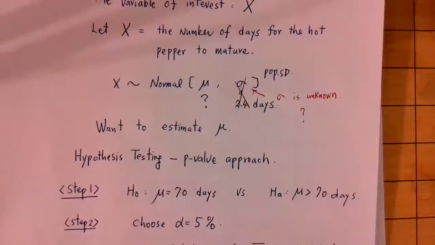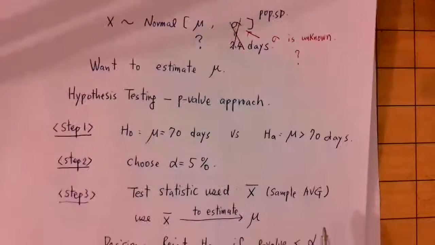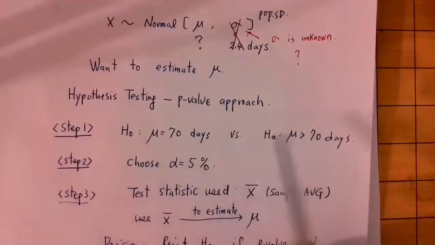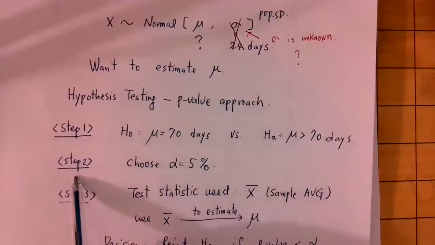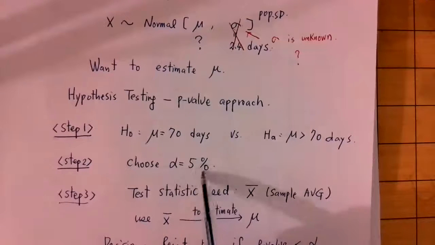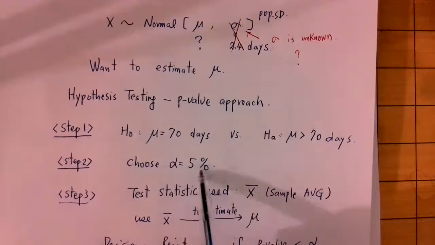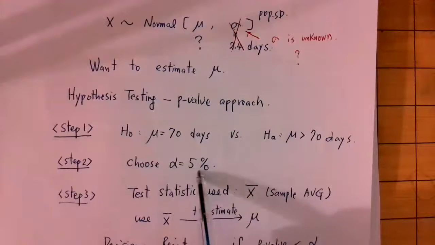Now, we're going to use the hypothesis testing p-value approach. Step 1, H naught: mu equal to 70 days against HA: mu greater than 70 days. Step 2, as usual, we choose alpha equal to 5%. In the final exam, if I don't give you the level of significance, try to choose alpha equal to 5%. This is the rule of thumb. Most statisticians like to choose alpha equal to 5%.